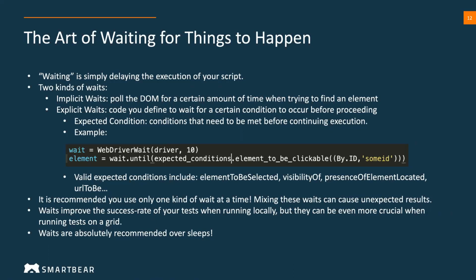Waits in general improve the success rate of your tests. And that's true running locally. It's even more so true when you move to a grid. The reason for that is just because as soon as things start leaving your box, your machine, latency becomes a factor. So the network becomes involved, and you're talking to remote machines running things in high parallelism, and that creates a lot of variables. And so waits, dynamic waits especially, become very useful and will make your tests a lot more resilient.